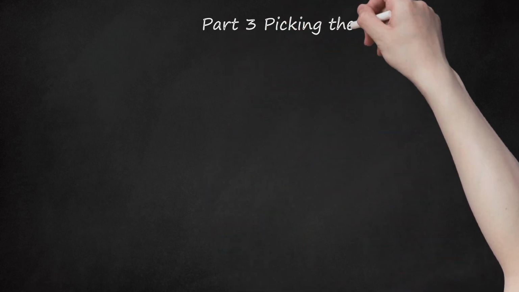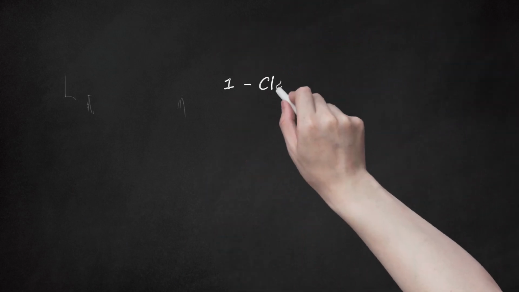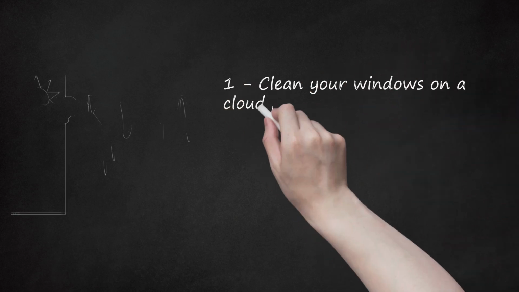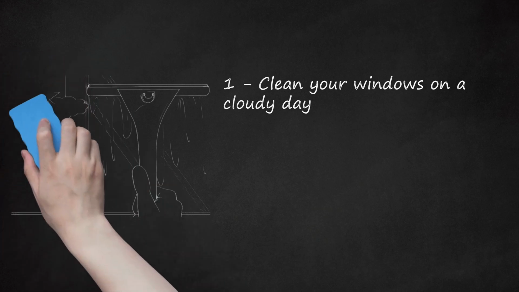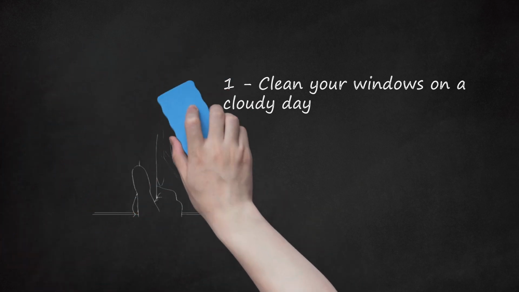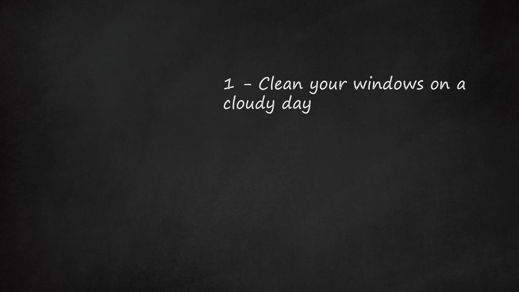Part 3. Picking the right day. 1. Clean your windows on a cloudy day. One of the main causes of streaks on a window is the cleaning product itself. This happens when the cleaning product has time to dry on the window, which occurs if you don't wipe it off quickly enough after cleaning. On sunny days, your cleaning product will dry much faster, giving you less time to wipe it off, and increasing the chances that there will be streaks. To prevent this, wait for a cloudy day to clean your windows.